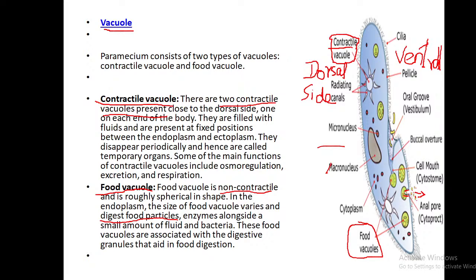Paramecium feed on the bacteria, amoeba, etc. Vacuoles in paramecium are of two types, contractile vacuole and food vacuole. Contractile vacuoles are two in number. They are present at the dorsal side, at the anterior and the posterior ends of the organism. They help in osmoregulation, excretion and respiration.